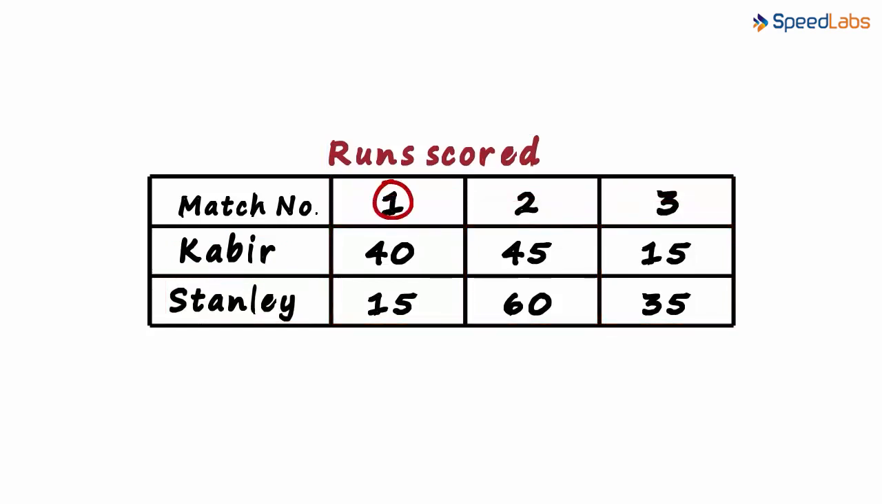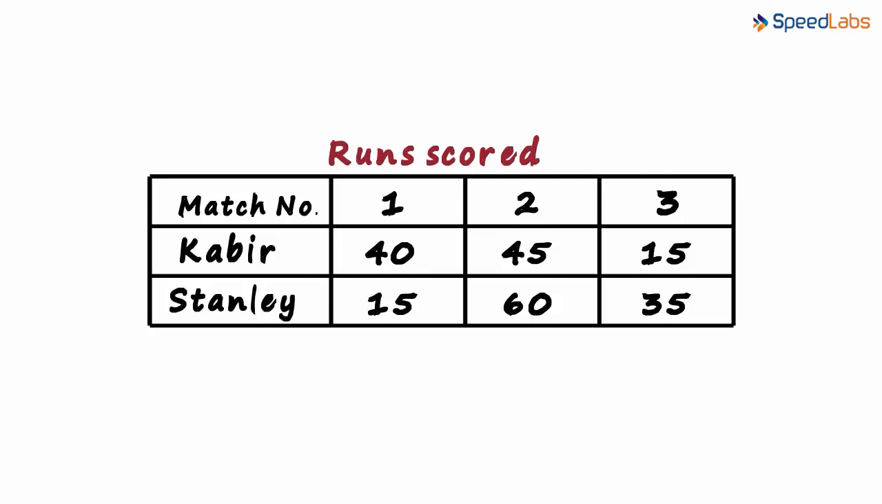In the first match, Kabir scored 40 and Stanley scored 15. In the second one, Kabir scored 45 and Stanley scored 60. And the third one, Kabir scored 15 and Stanley scored 35 runs. We need to compare their performances.